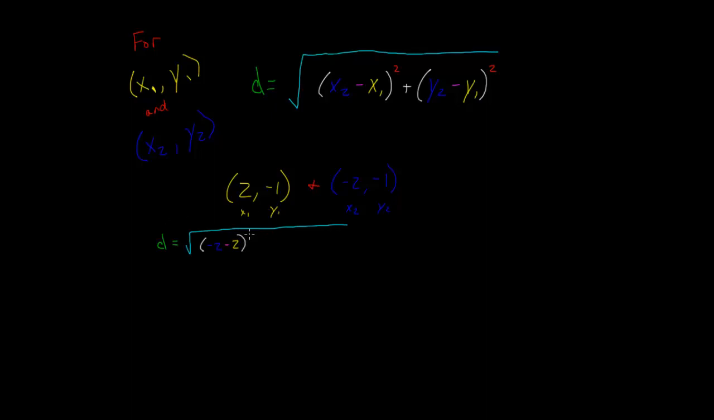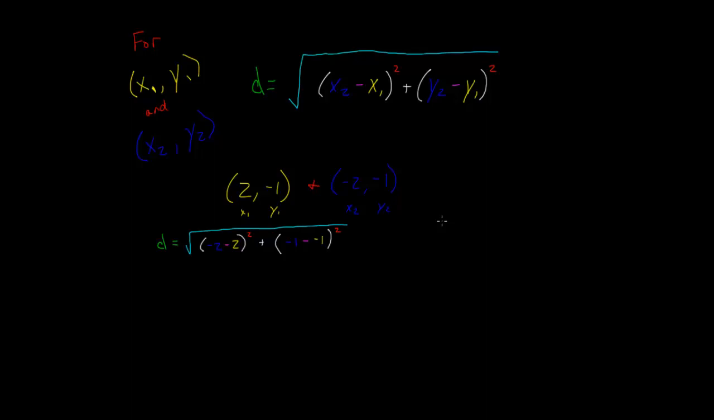We've got that number. We're going to square it. We're going to add it to y2 minus y1 squared. So y2 is -1 in our case, minus our y1, which is another -1. Put that on there. Let's put the correct color here, and we're going to square that value.